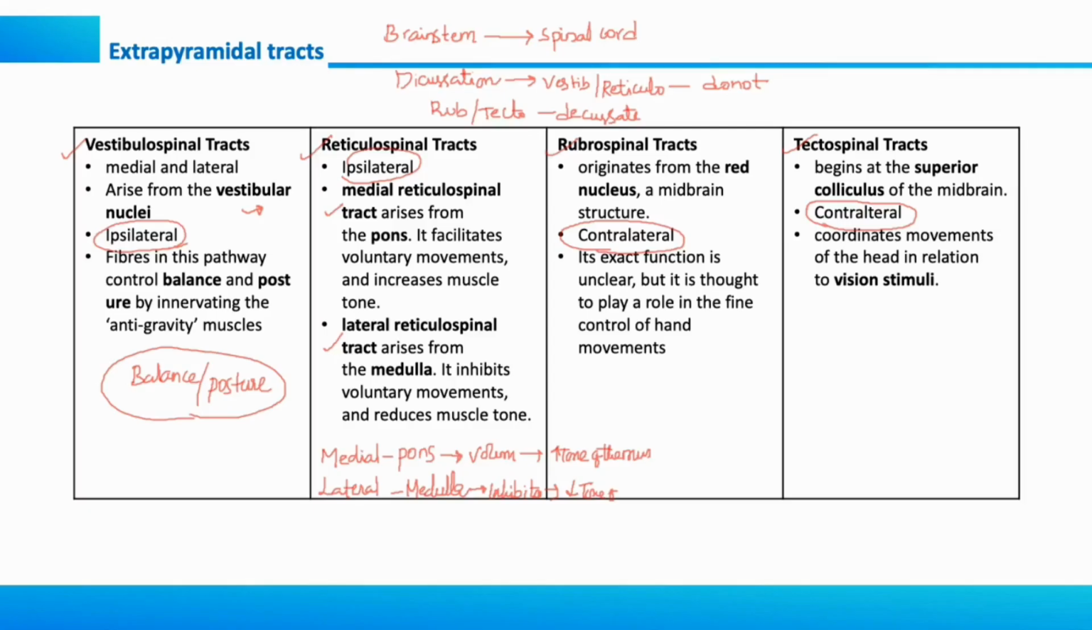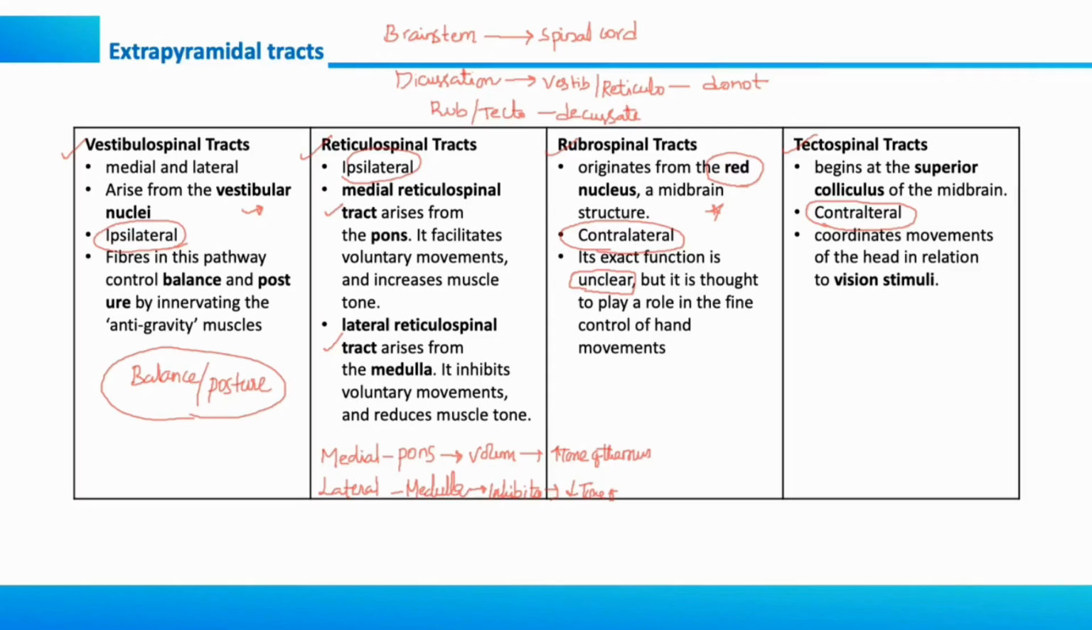Now let's quickly discuss the rubrospinal tract. When I say rubro, it arises from the red nucleus which is present in the midbrain. And now you see what is the function of this rubrospinal tract. The function is unclear, but some standard textbooks mention that it has a role in maintaining the control of hand movements. So the fine control of hand movements is actually regulated by the rubrospinal tract. But the exact function of the rubrospinal tract is unclear.